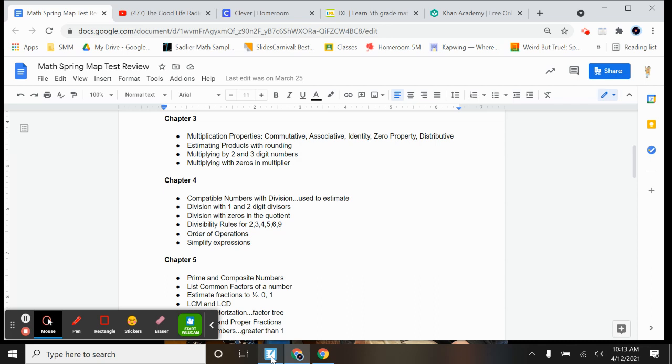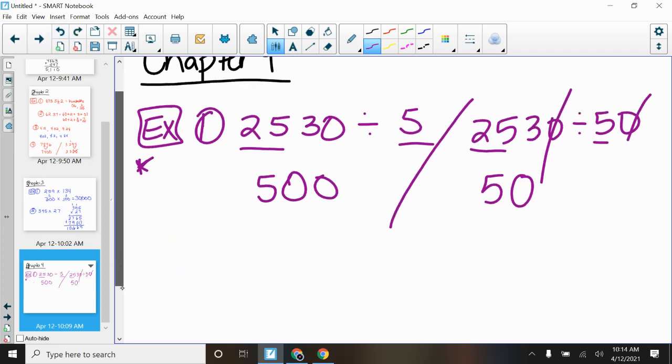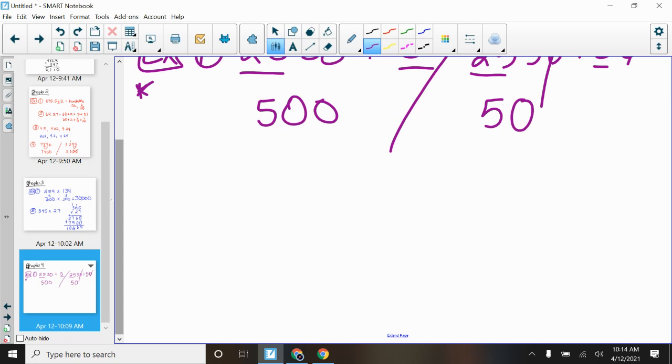Division with 1 and 2 digit numbers as well as division with zeros. So that's kind of all the same thing. It's just basically knowing how to do division, okay? So let's just say they give you any problem. It's kind of like the multiplication, but it would be like 948 divided by 22. So that you have to actually solve. You got to figure out the answer, okay?